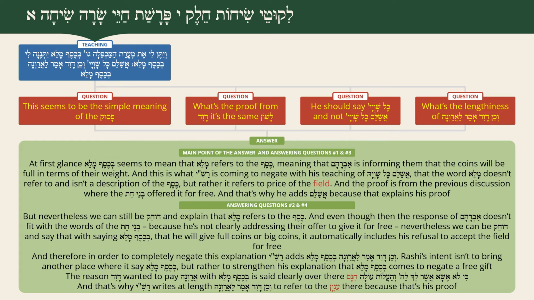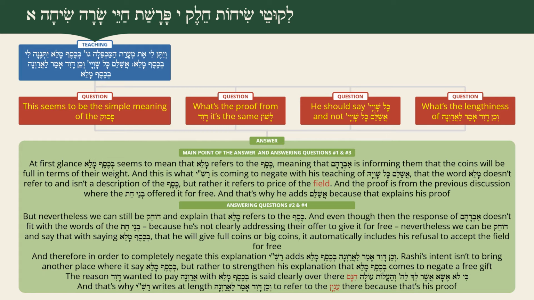So therefore, in order to completely negate this explanation, that kesef male, the word male refers to the kesef, Rashi adds, v'chein David Amar la'aravna bekesef male. That's the reason Rashi brings these words, to negate the doichik of saying that male refers to the kesef. Rashi's intent over here isn't to bring another place where it says bekesef male, but rather to strengthen his explanation that bekesef male means ashalim. It means I will pay, and it comes to negate a free gift.